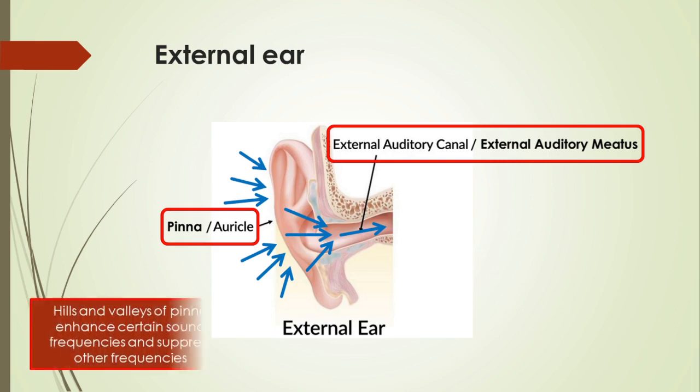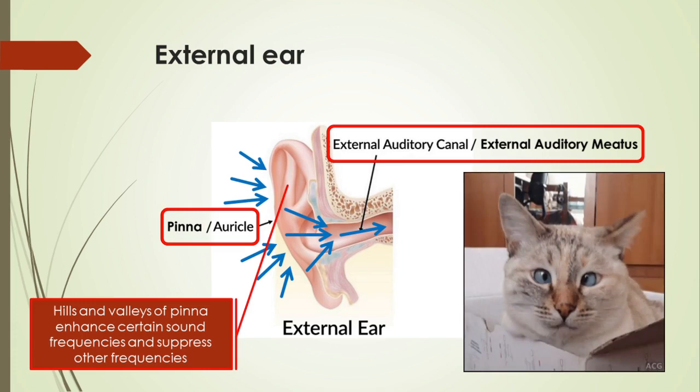You can see there are certain elevations and depressions in the pinna. They are the hills and valleys of pinna. These hills and valleys modify the character of sound that enters into the ear. They enhance certain sound frequencies whereas they suppress other frequencies. The shape of the pinna is also important in identifying the direction from which the sound is heard and also the distance of the source of sound, whether it is far or near.